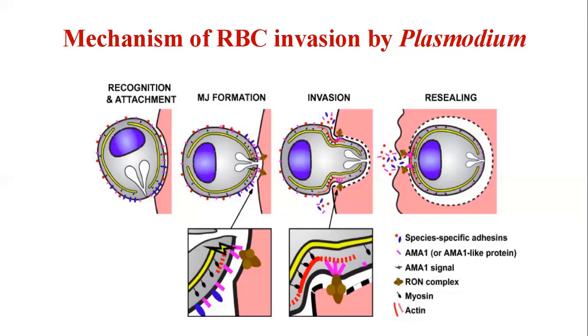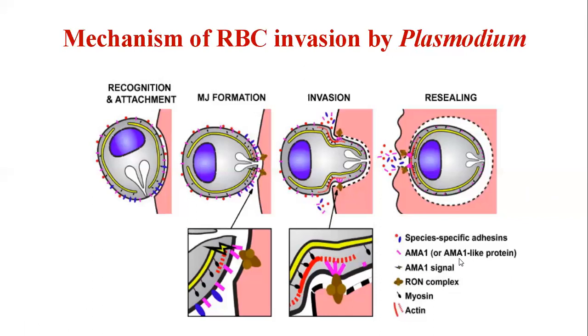The rhoptry neck-derived protein complex is known as the RON complex. Here you can see the RON complex. These brown colored components are the RON complex. Here I have also marked the RON complex. This rhoptry neck-derived protein complex can be translocated into the host cell to act as a receptor for apical membrane antigen 1, that is AMA1, or the apical membrane antigen 1-like protein.